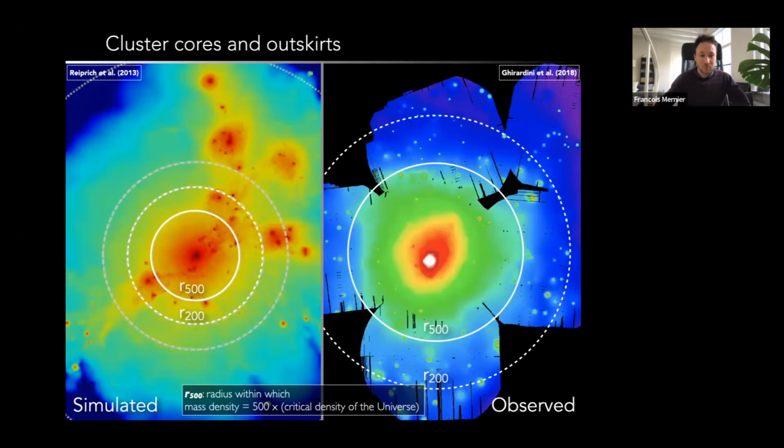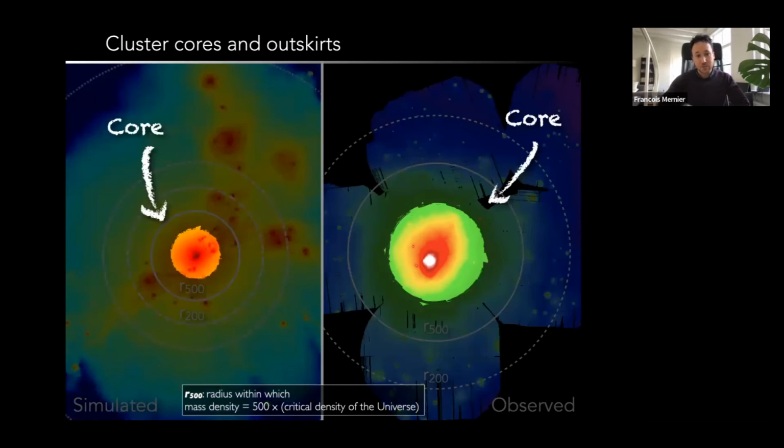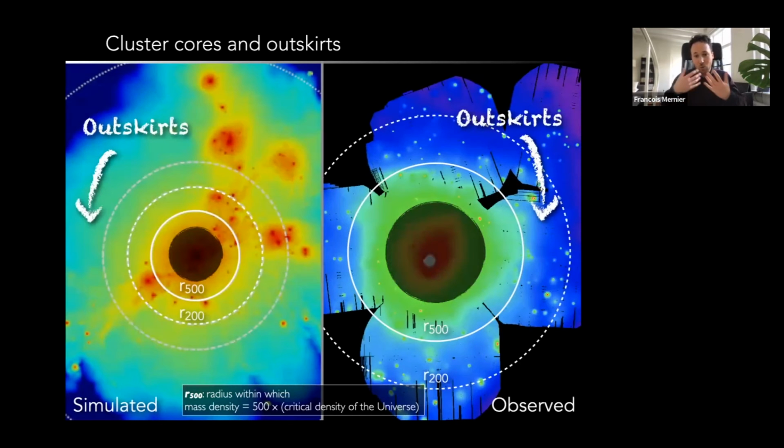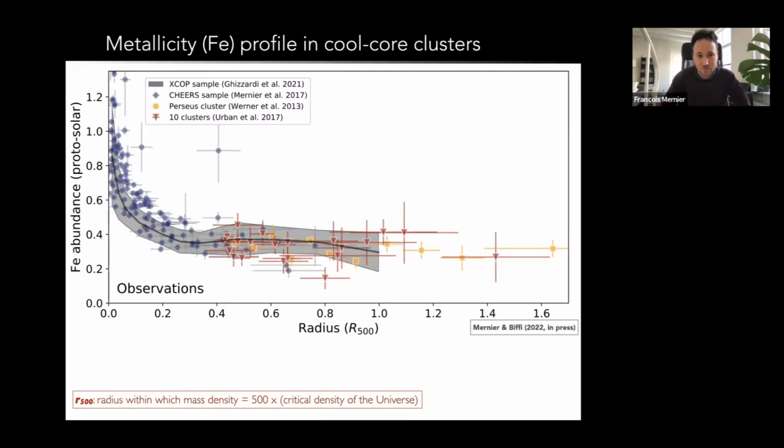So for example, the concept of R500, which is the radius within which the mass density of your gas is actually 500 times the critical density of the universe. You can also define R200 in the same way here. And yeah, these are just two examples of a simulated cluster and an observed cluster here. And you can somehow arbitrarily define what you call the core region and the outskirts, or all the regions which are close to this radius, which is actually roughly corresponding to the virial radius of your system.